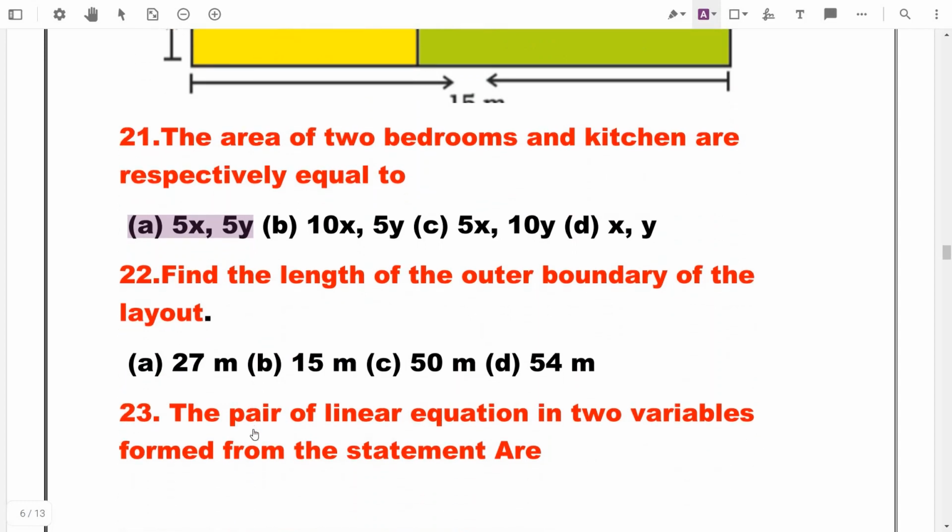22nd question. Find the length of the outer boundary of the layout. 27 meter, 15 meter, 50 meter, 54 meter. Answer D. 54 meter.